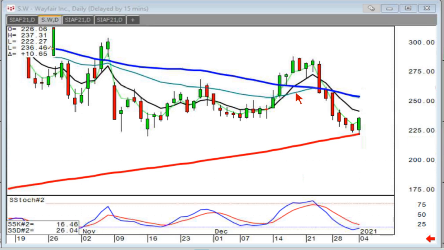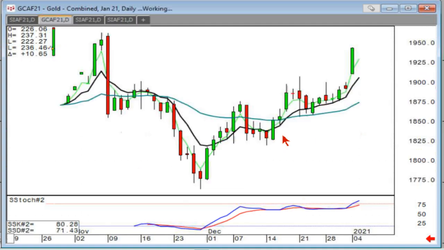The green line, or gray line, whatever you want to call it, I'm colorblind, is the 34. The black is the 8, and this little green line is the 3. Would you say gold has gapped up in the overbought area? No, that just broke out of this pattern.